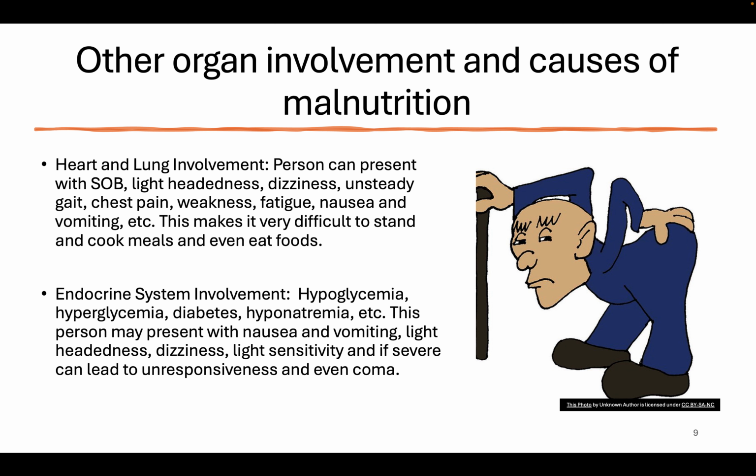The endocrine system involvement. You have hypoglycemia, hyperglycemia, diabetes, hyponatremia, hypomagnesemia, etc. This person may present with nausea and vomiting, lightheadedness, dizziness, light sensitivity, and if severe, can lead to unresponsiveness and even coma. Again, most of our patients that we see have a lot of these same diagnoses, so we have to watch them and see, are they able to get their meals, are they able to get food at the grocery store and stand and cook? Might need to get them some help if they can't.